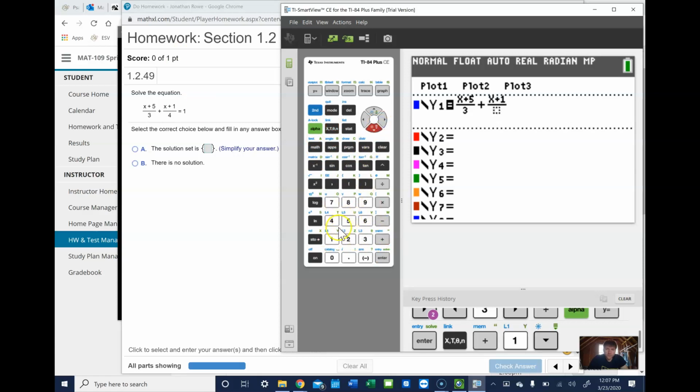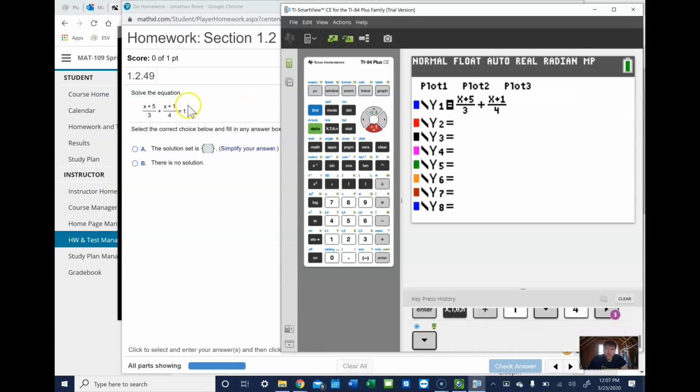Over 4. And in y2, I'm going to click down, and in y2, I'm just going to put the right side of the equation, which in this case is just 1. Now let me show you how you could type that in if you did not have a newer model of a calculator.